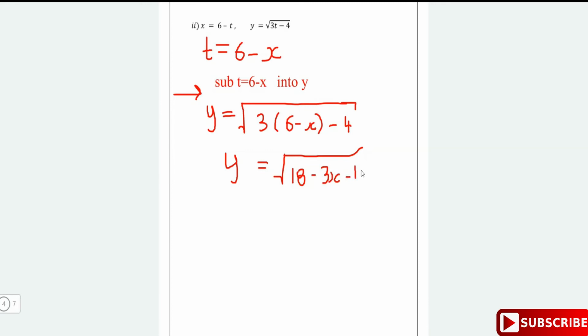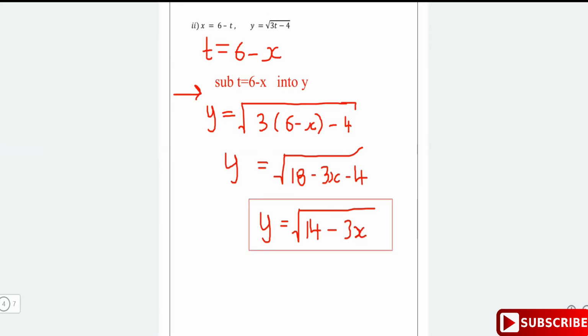And if you want, you can leave it prettier to just write that y is equal to the square root of 18 minus 4. 18 minus 4 is 14. So we'll get 14 minus 3x. That would be y, the square root of 14 minus 3x. And this would be the Cartesian equation, y in terms of x again. All right, so that is the Cartesian equation. Easy question.